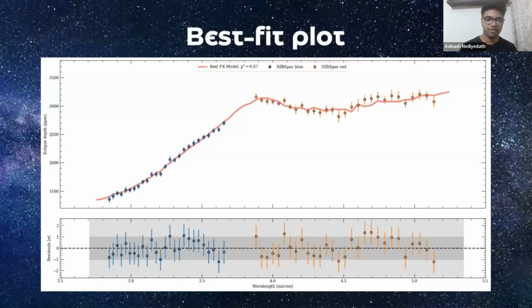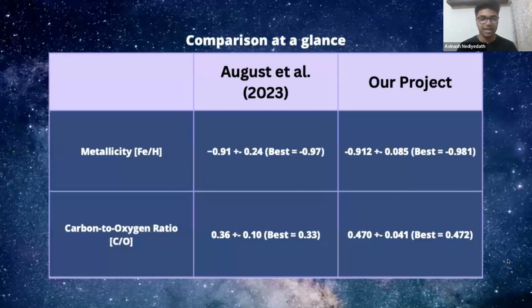You can see this based on the best fit and the observed data. You can also see that the residuals are actually fine. They fit pretty well. And in the next slide, we did a comparison at a glance. The measured metallicity value is very close to our reference value. The slight difference of about 0.02 is relatively small, and it does fall within the uncertainties of the measurements.